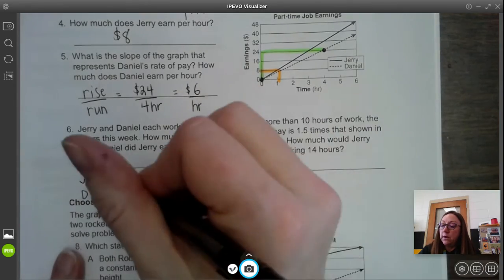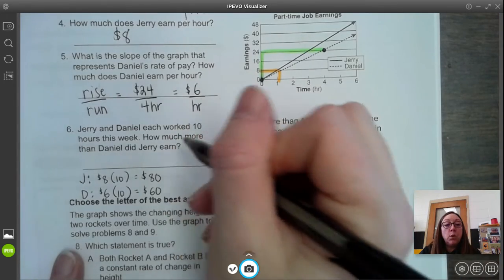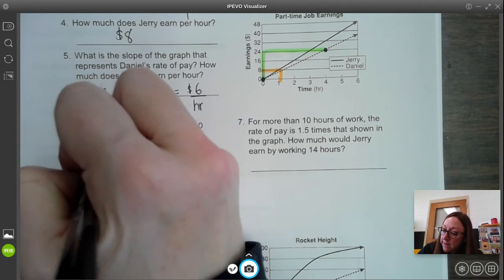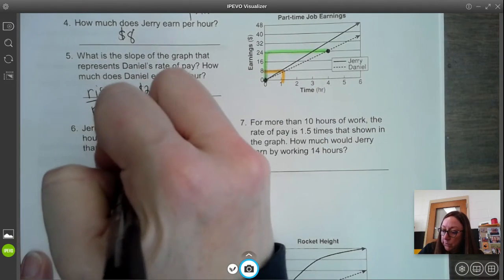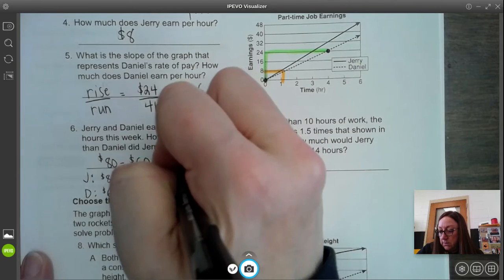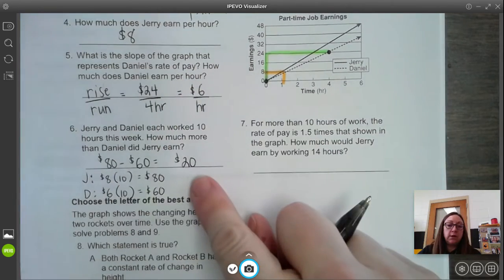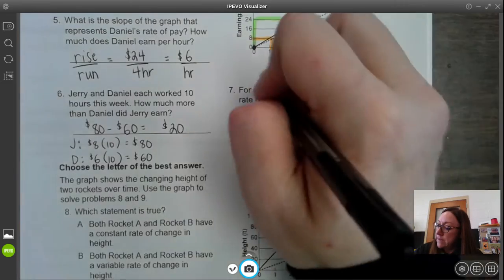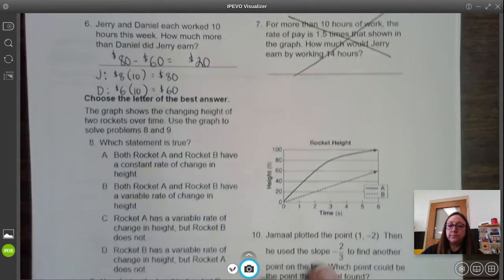Okay, so what I have to do is figure out how much more than Daniel did Jerry earn. To figure that out, I'm going to subtract the 2 amounts of earnings. Okay, so my final answer here is $20. All right, this one we're just not going to worry about.